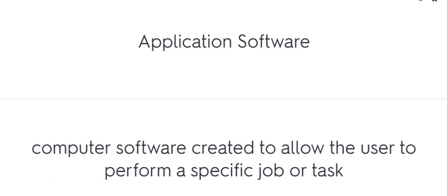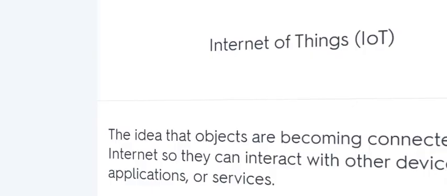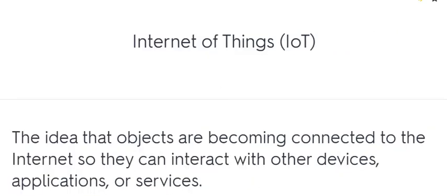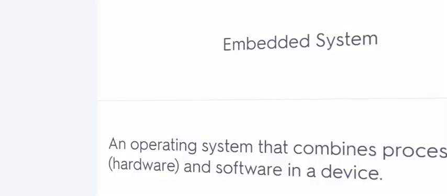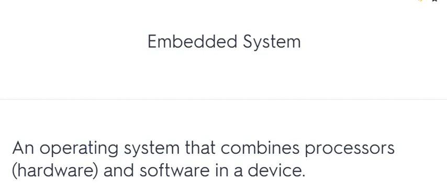Internet of Things: the idea that objects are becoming connected to the Internet so they can interact with other devices, applications, or services. Embedded system: an operating system that combines processors and software in a device.